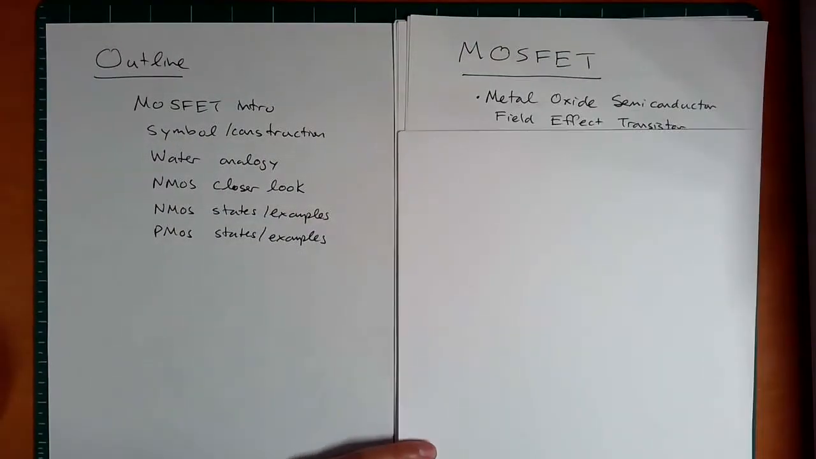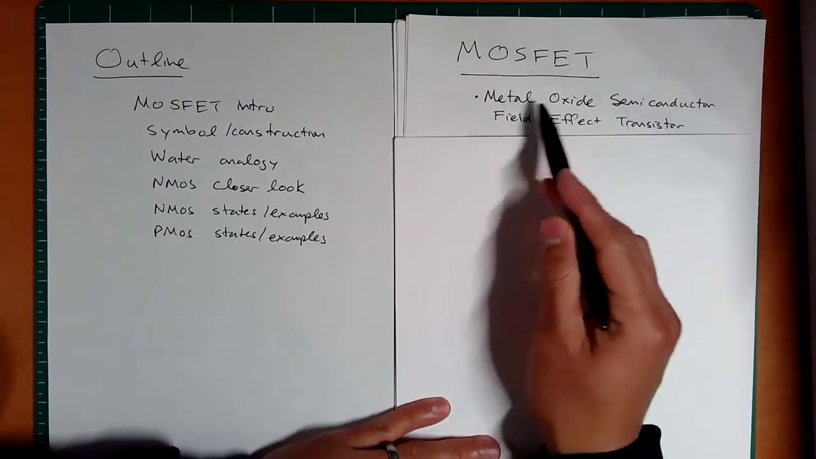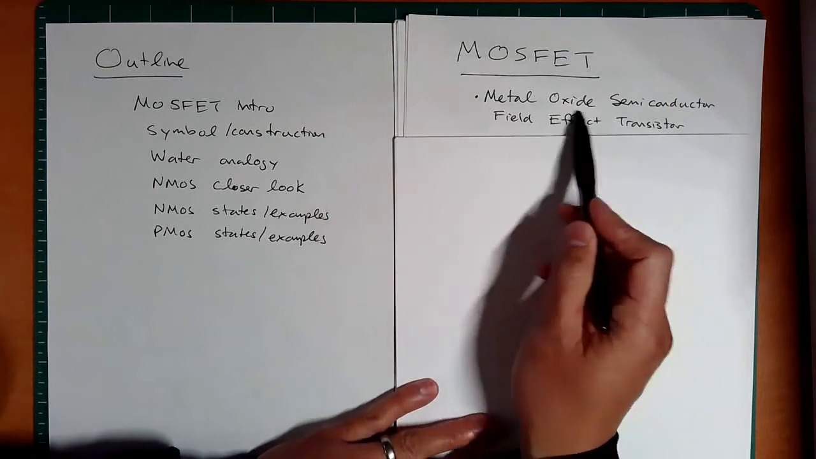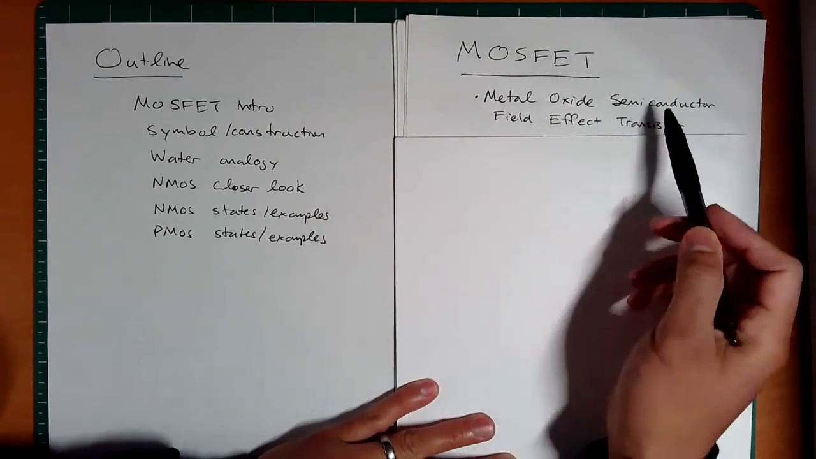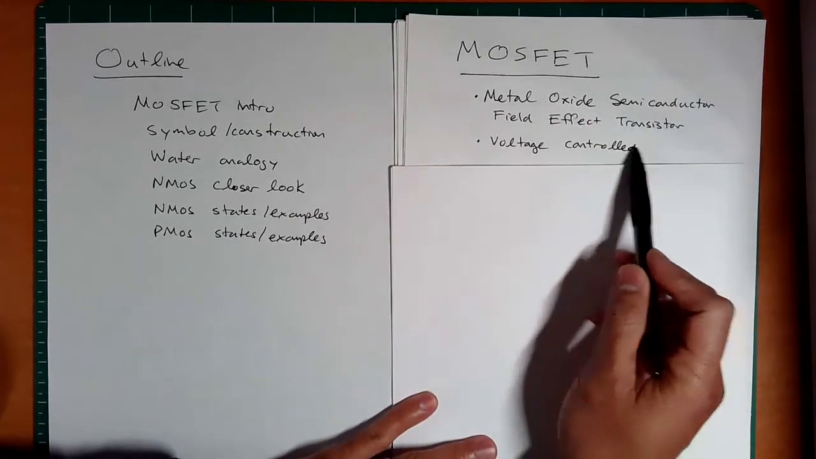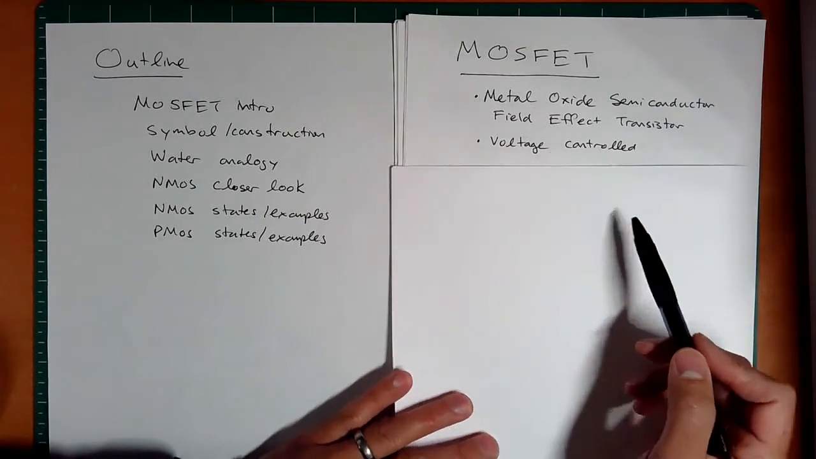Now, the MOSFET acronym stands for metal oxide semiconductor field effect transistor. And what we'll see is that the field is going to be able to create a conductive channel, and the metal oxide is the reason why it's voltage controlled as opposed to current controlled in a bipolar junction transistor.